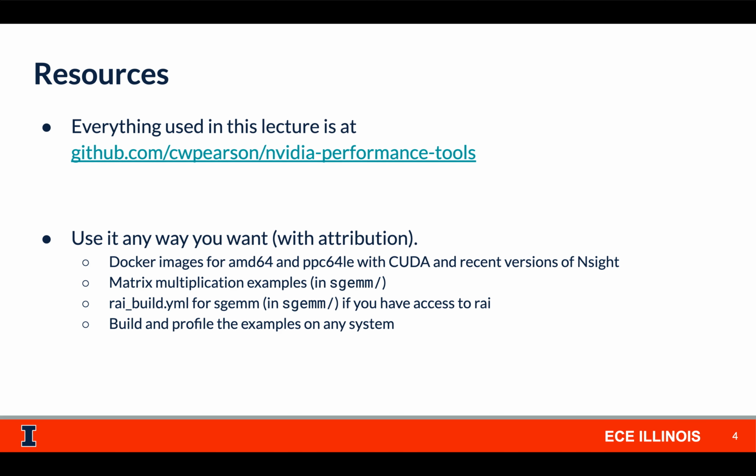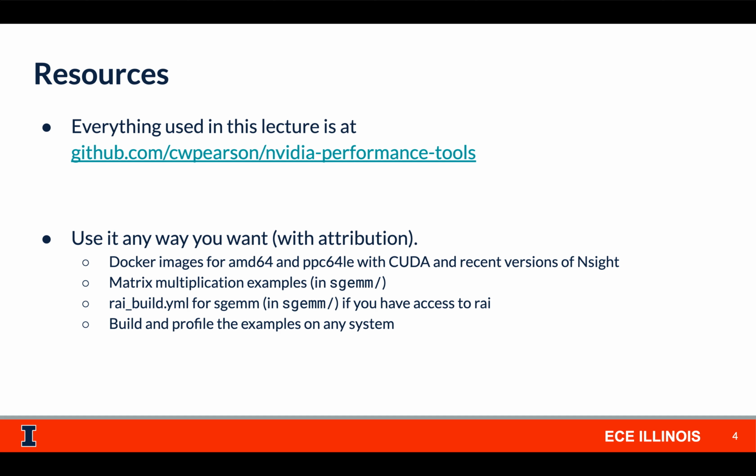Everything that I use in this lecture is available on GitHub. There, you're free to use it however you'd like, whether for this class or in the future. I just ask that if you do use it for some other project or some other way, that you give some kind of attribution just like you would anything else that you do. So this includes showing you how to add the performance tools to Docker images. You can use it as an example. You can use those Docker images for your course project, maybe.